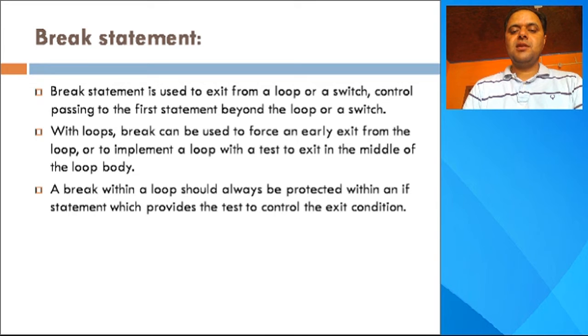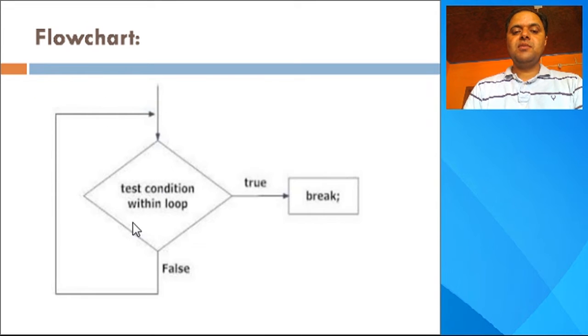So let's discuss a flowchart of break. So this is a flowchart. Test the condition within the loop. If this condition is true, then break. Otherwise, the loop will execute normally. When the condition becomes true, the control will exit from this loop. This is the flowchart of the break statement.